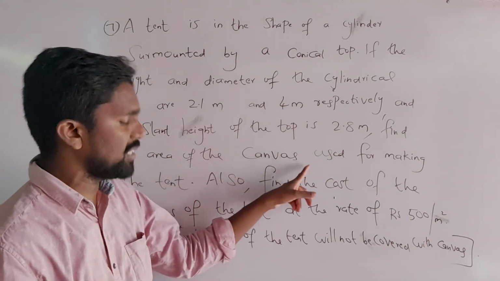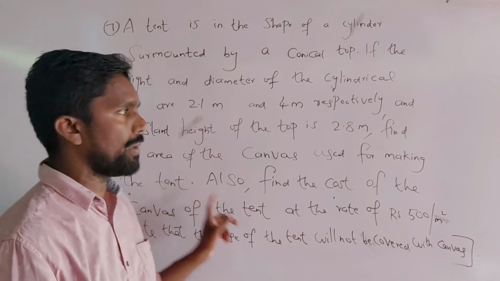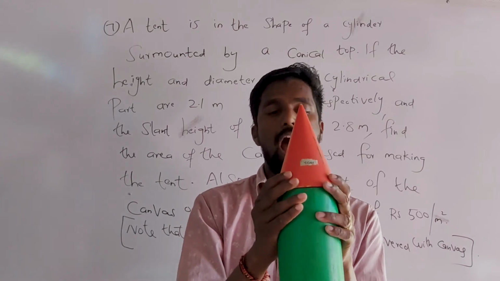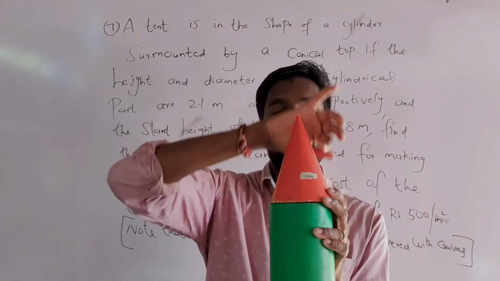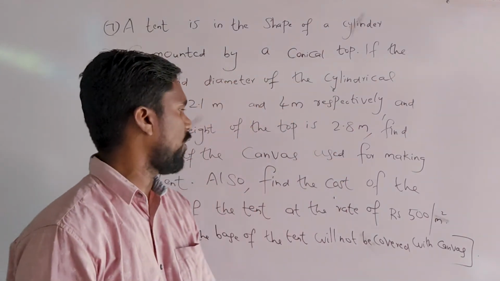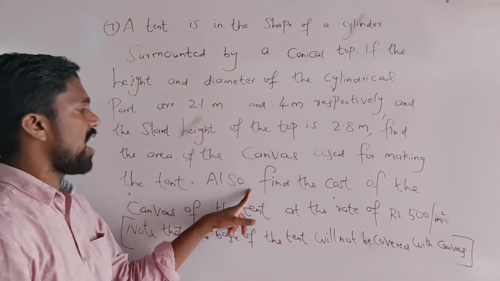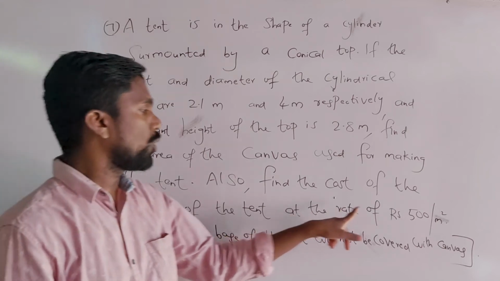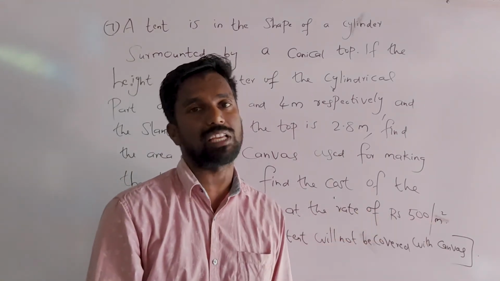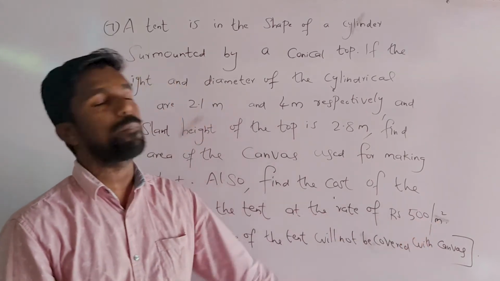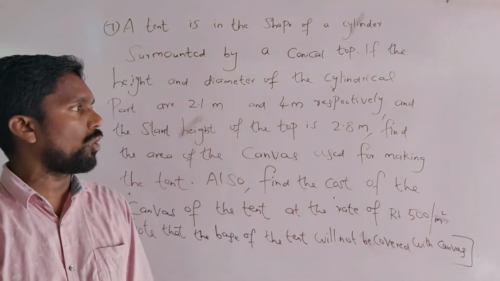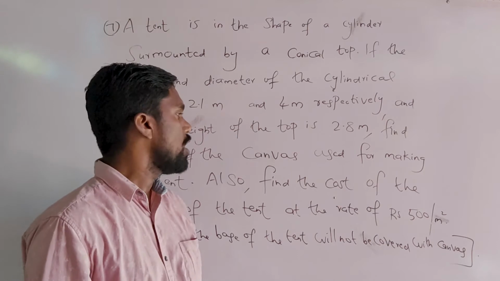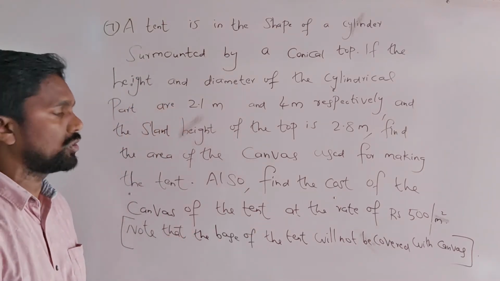Find the area of the canvas used for making the tent. We have to find out how much portion we have to use. Also find the cost of the canvas of the tent at the rate of rupees 500 per meter square. We have to find out the total cost. Total cost means per meter square rupees 500. Have to find out the cost of the canvas. It is given in the question.